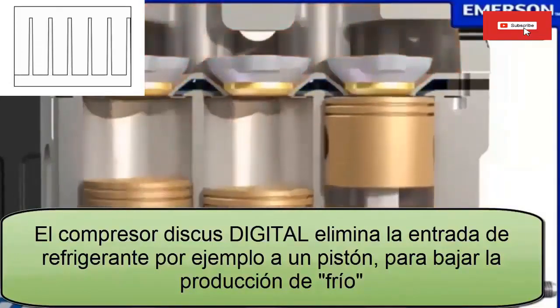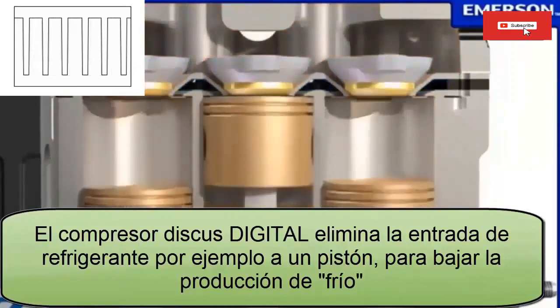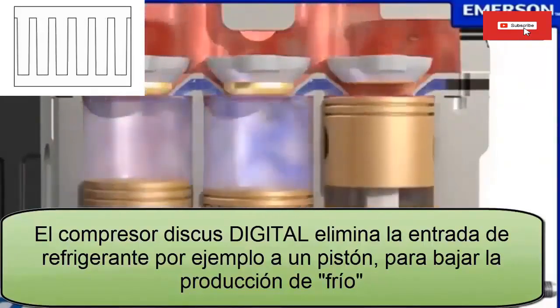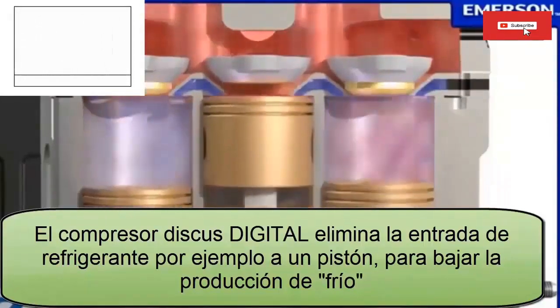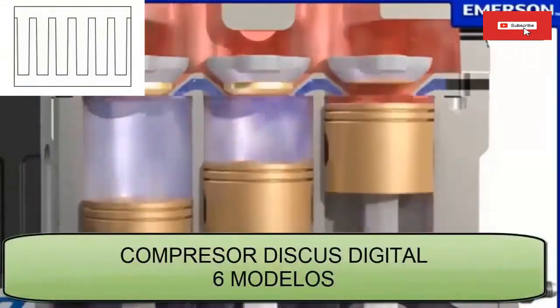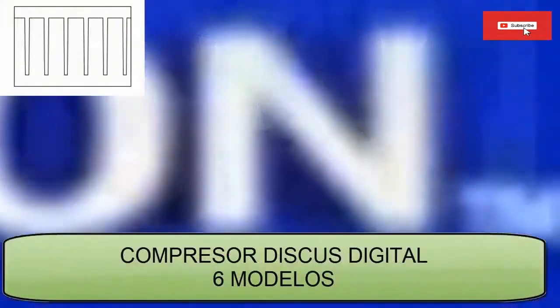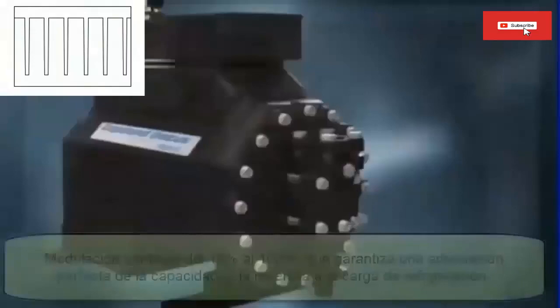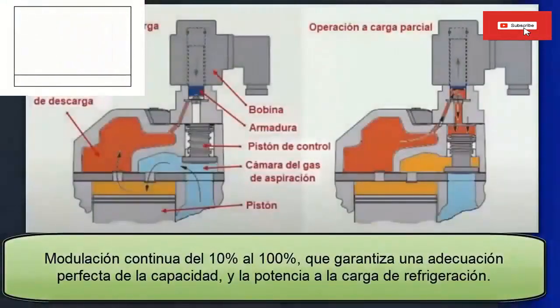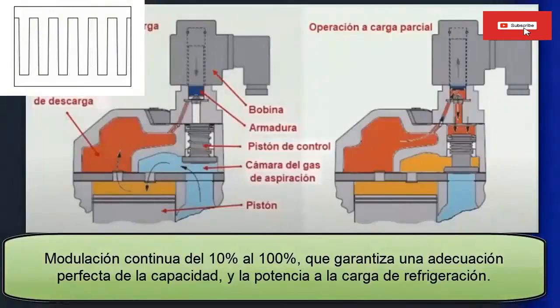5. The compressor always runs at a constant speed, which prevents potential oil return problems and eliminates mechanical and electrical stress on the system. 6. It is a range of 6 models from 32 to 50 cubic meters per hour. 7. Continuous modulation from 10% to 100% that guarantees a perfect adaptation of the capacity and power to the cooling load.